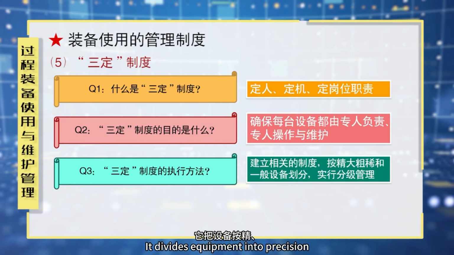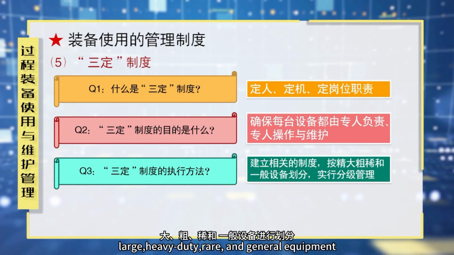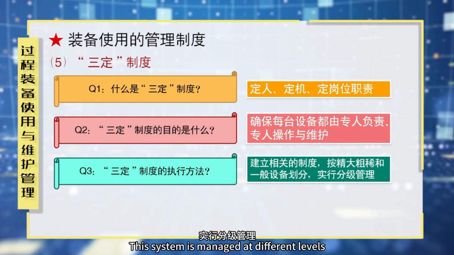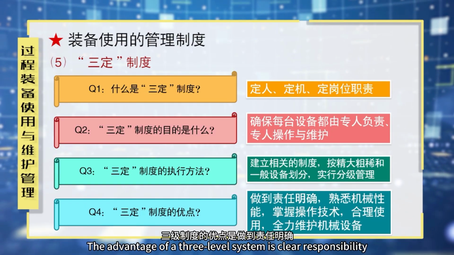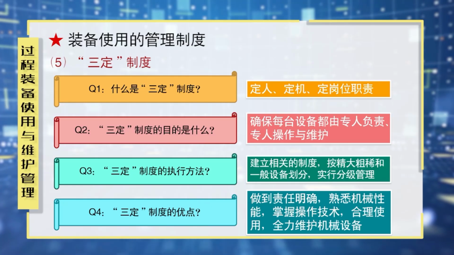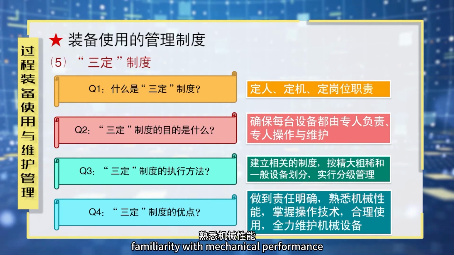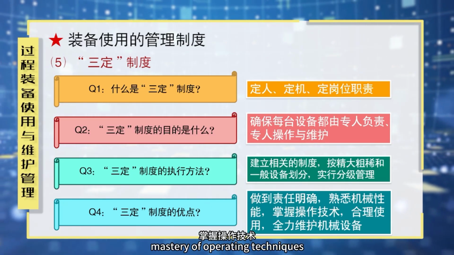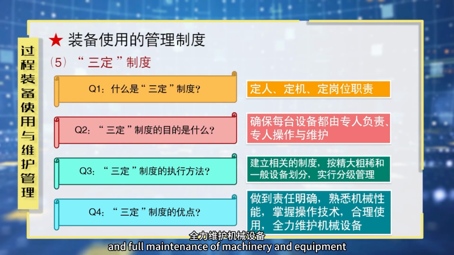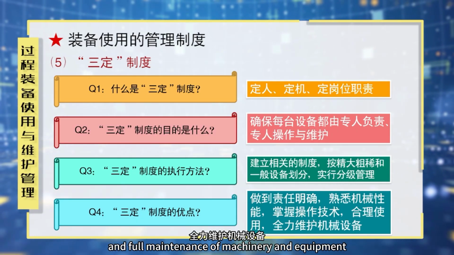It divides equipment into precision, large, heavy-duty, rare, and general equipment. This system is managed at different levels. The advantage of a three-level system is clear responsibility, familiarity with mechanical performance, mastery of operating techniques, efficient use of equipment, and full maintenance of machinery and equipment.